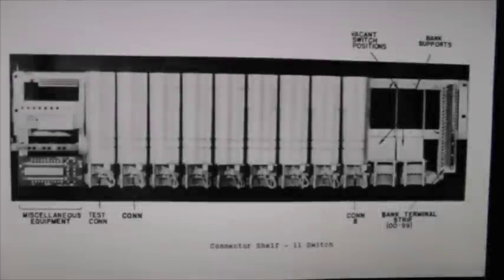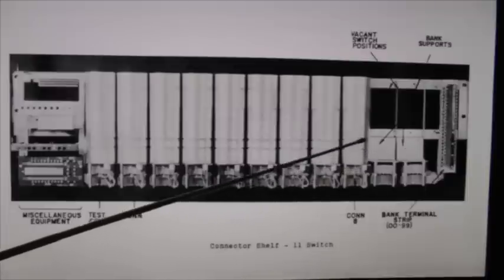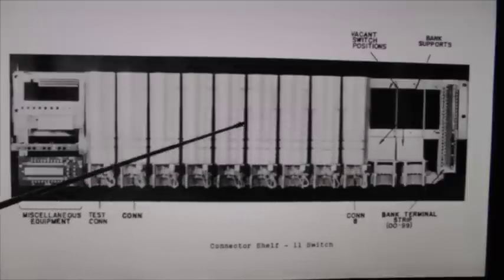So here we have a close-up of one of the connector shelves. On a connector shelf, we have the capability of mounting 11 connectors. On this particular shelf, we have 9 that are mounted. We have 2 spare positions, and then 1, 2, 3, 4, 5, 6, 7, 8, 9.